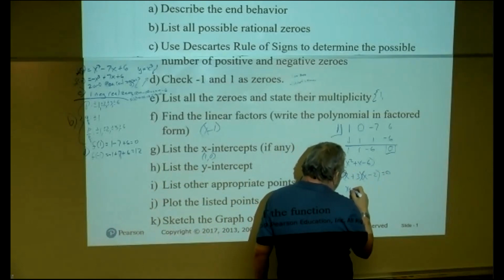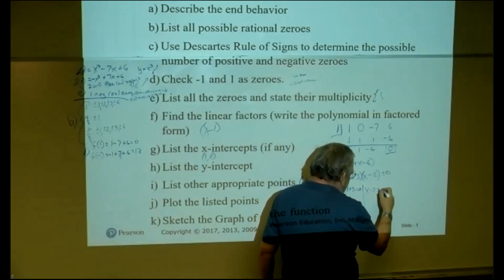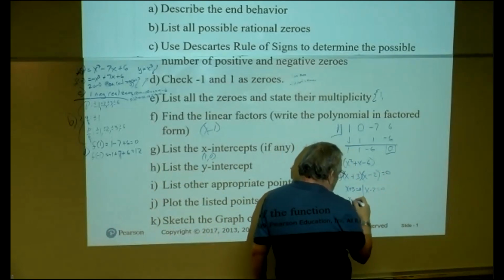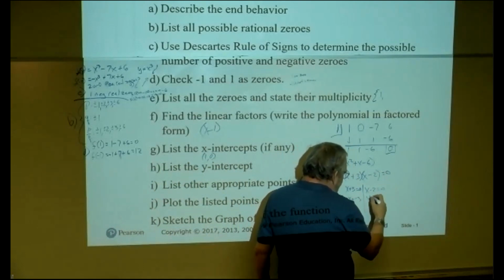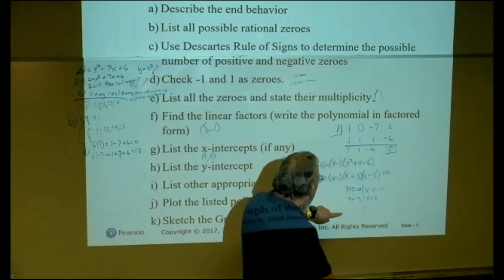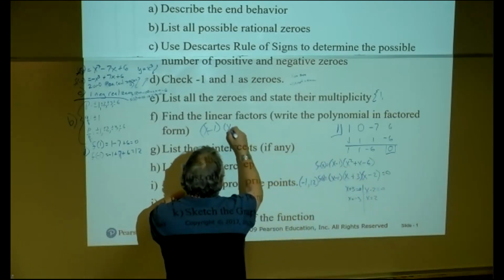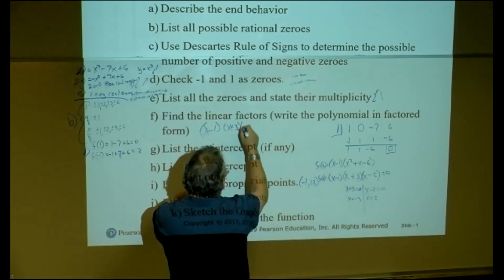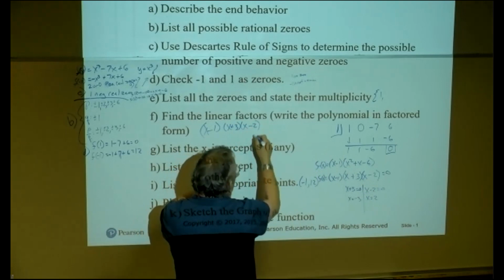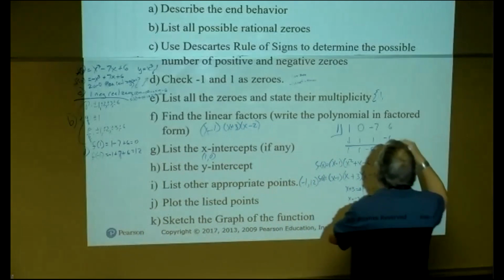And I get x plus 3 equals 0, or x minus 2 equals 0. So x equals negative 3, x equals positive 2. So there I have 2 more zeros. Okay. I've already factored it to x minus 1, x plus 3, and x minus 2, and I have negative 3 and 2 as zeros.